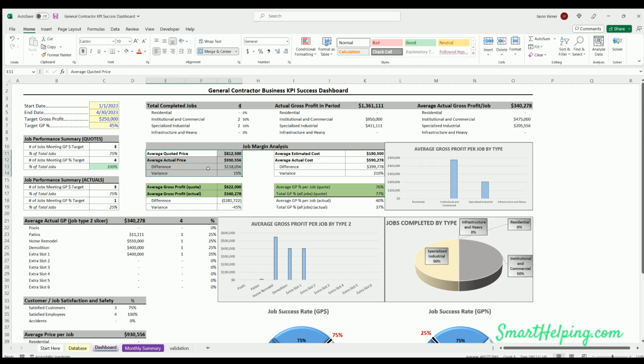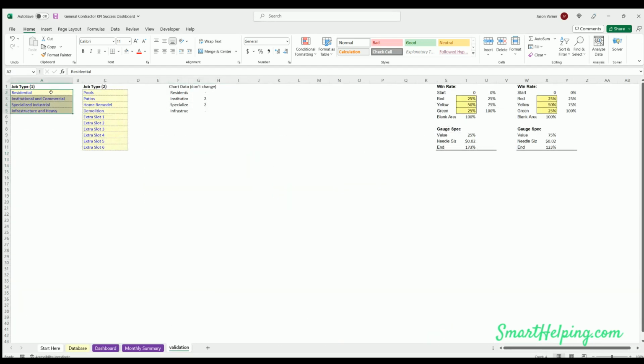And again, this could be for a construction company. It could be for any company where you essentially do a quote for a job and then complete the job. So it's not just construction. It could be general contractor, but the text here is for construction, and you could always change that.